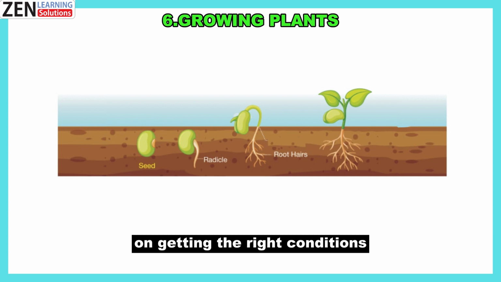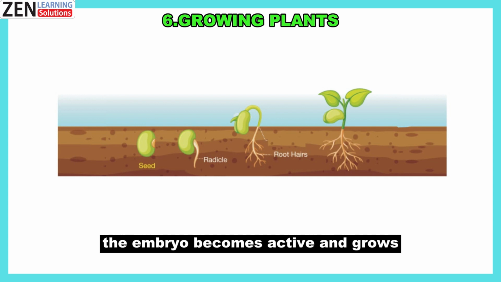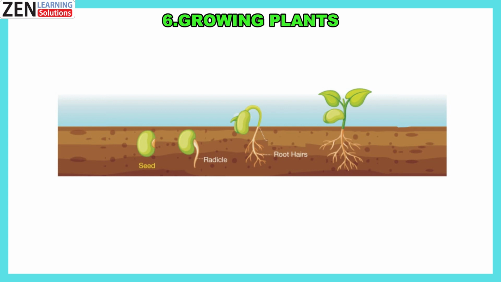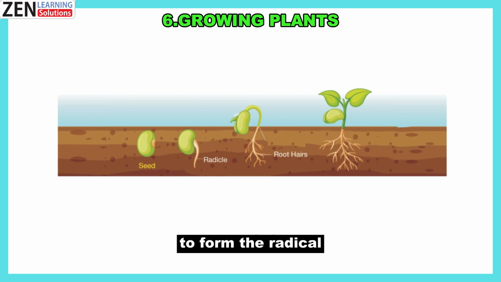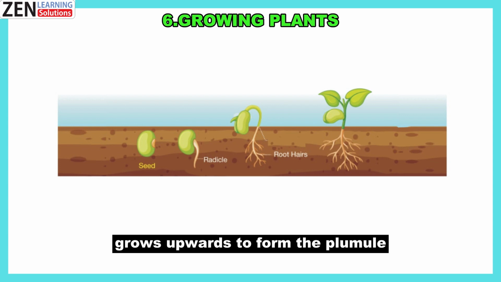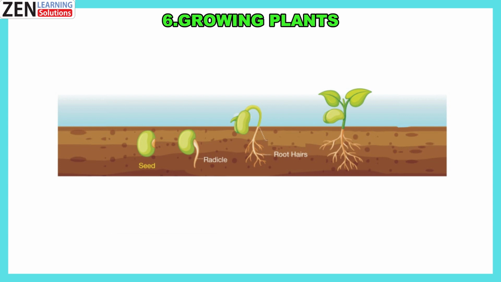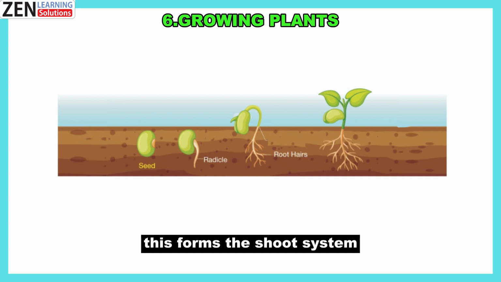On getting the right conditions, the embryo becomes active and grows. It first grows downwards as a tiny root to form the radicle. This forms the root system. Then, a tiny shoot grows upwards to form the plumule. This forms the shoot system.